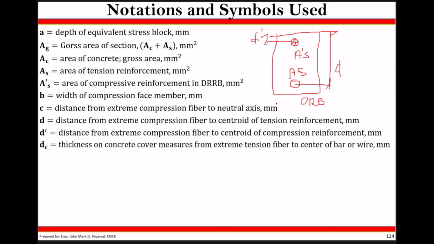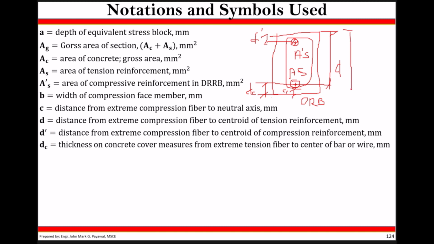D sub C would be the thickness of concrete cover measured from extreme tension fiber to centroid of bar. So before, if we provide stirrups here, the tip of the stirrups up to this tip of the concrete would become your concrete cover. But sometimes, D sub C would be given. It measures from the centroid of your tension bars up to the tip of the concrete. See, from the centroid of my bars here, up to the end of the tension fiber, that's my D sub C. What does it mean?